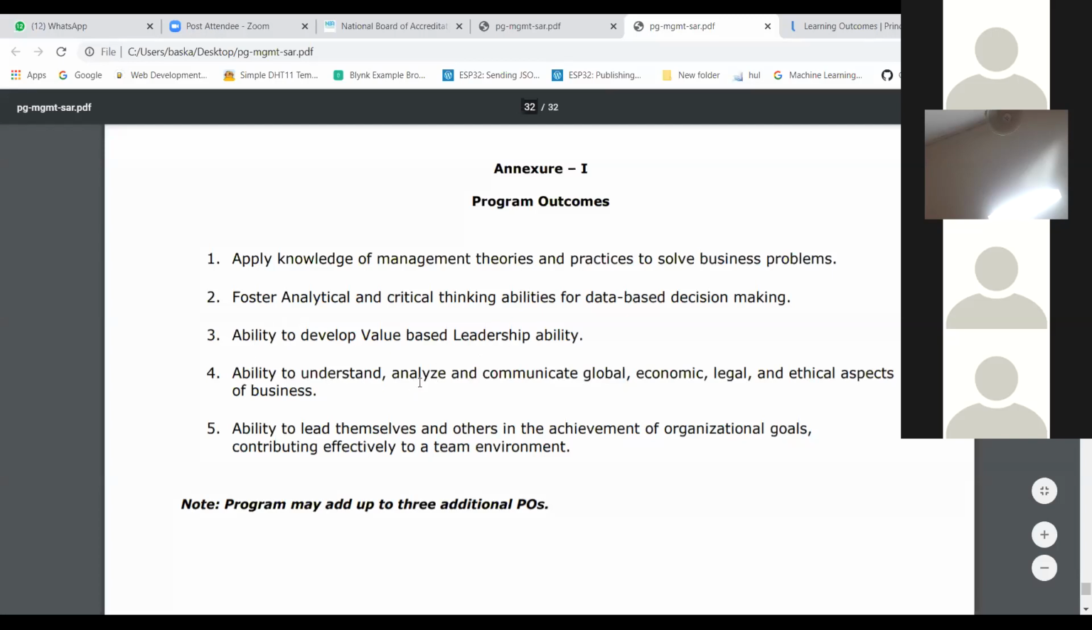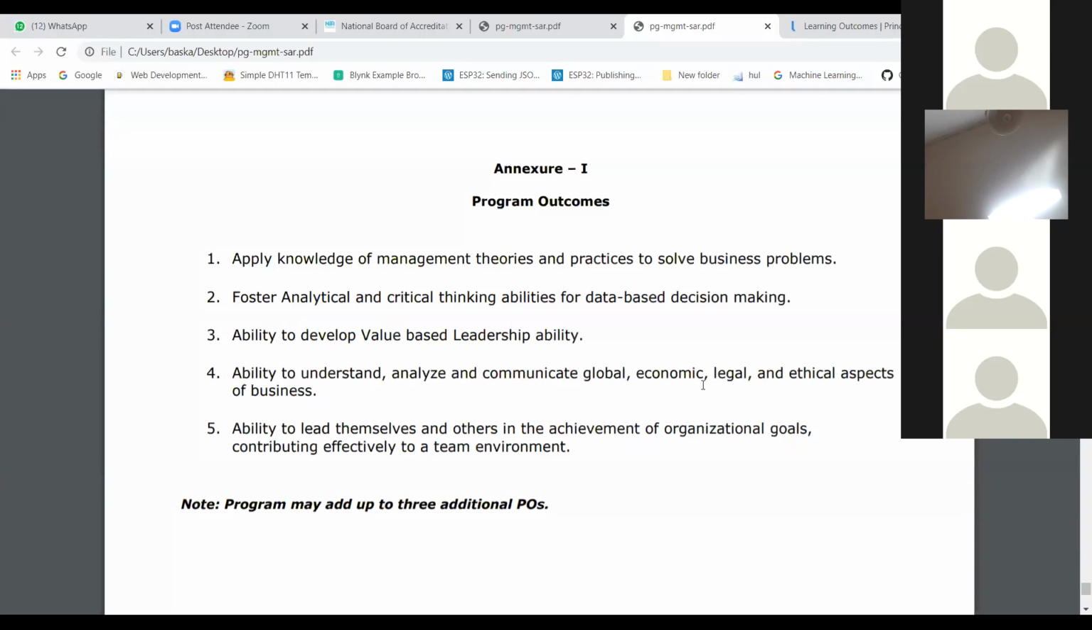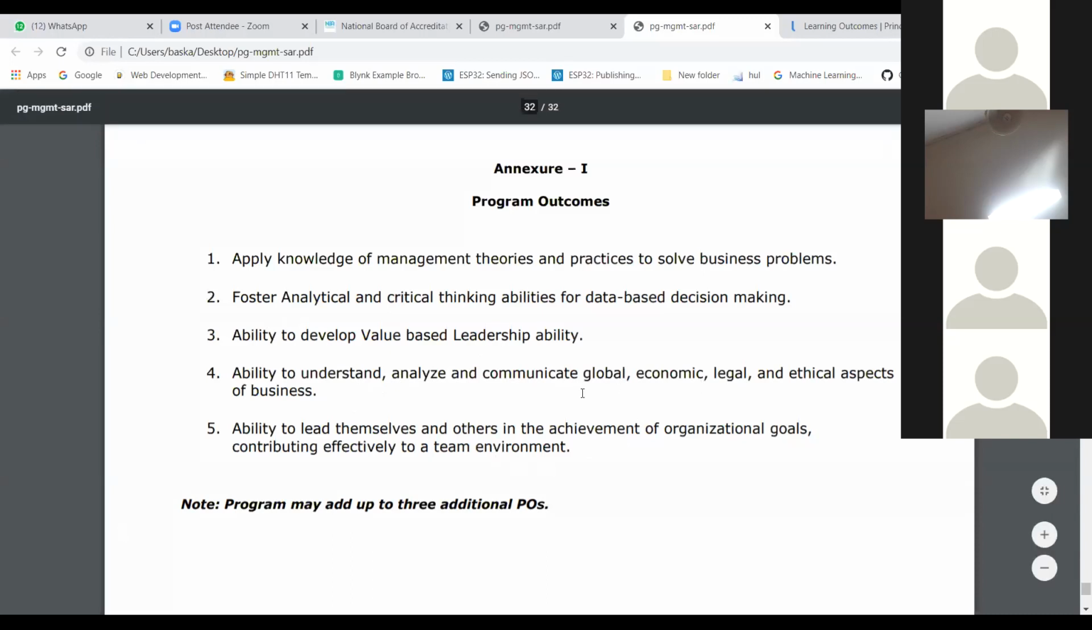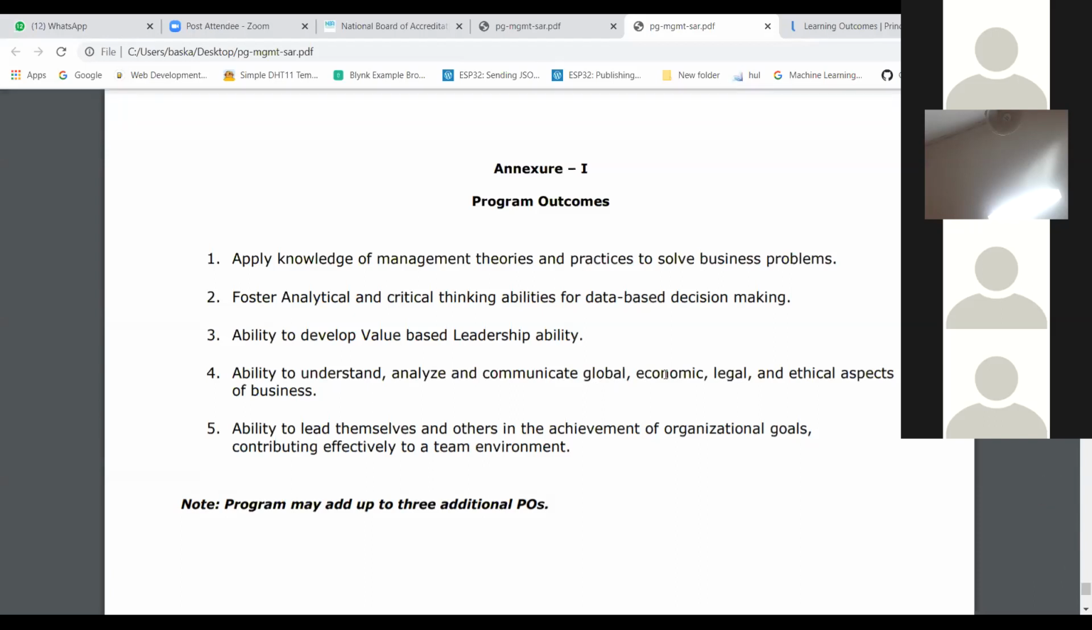The ability to understand, analyze and communicate global, economic, legal and ethical aspects of business. This is also behavioral, attitude-based. The management practitioners should have communication in global terms, on economic, legal, and ethical aspects of business. Therefore, there are 2 different components here. Legal and ethical are related to attitude. Global and economic are related to knowledge. Therefore, knowledge and attitudes are combined in one particular outcome, the 4th outcome.